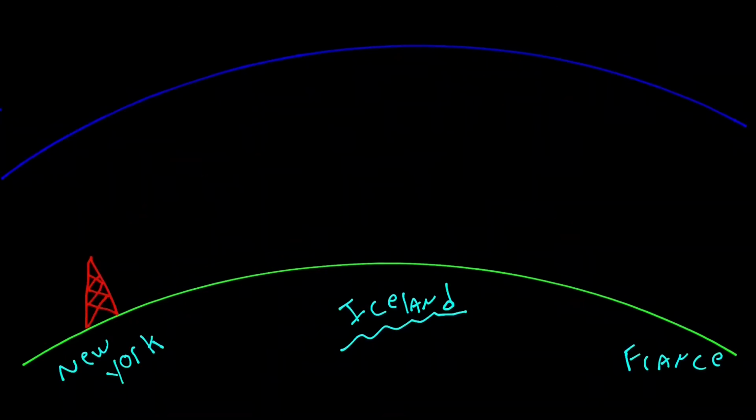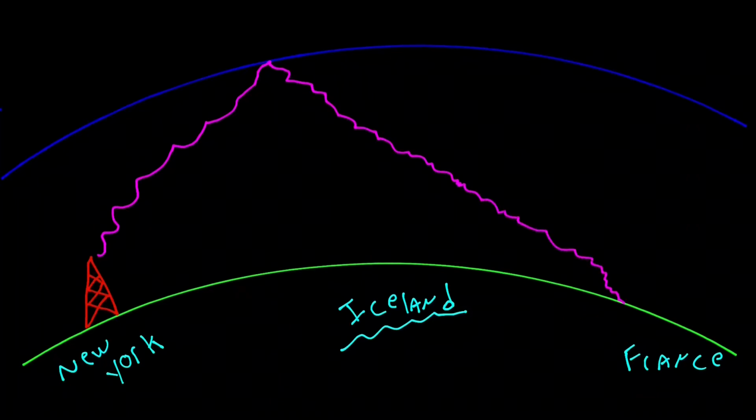Another important concept is the concept of skip. So let's say we're in New York and we're transmitting on 40 meters. So the radio wave is going to go up to the ionosphere and bounce back. And let's say it's going to travel all the way to France. But you can see that it traverses the ocean, but it skips Iceland. So this is known as the skip region right here.